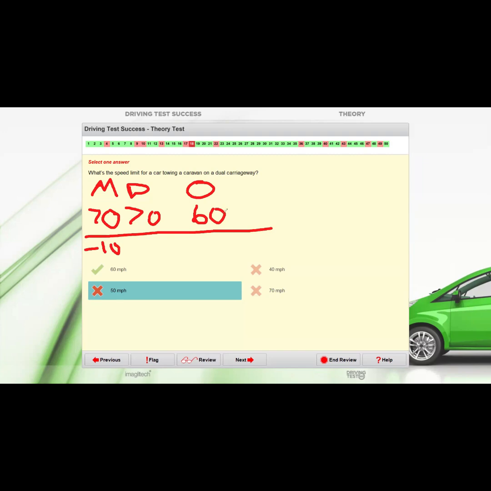So you only need to remember these numbers. Well, only 2 numbers actually, because motorway and dual carriageway are the same. 70 on the motorway and dual carriageway, 60 on an ordinary road. And then take 10 off if you're towing a trailer. Are we good? Happy days.